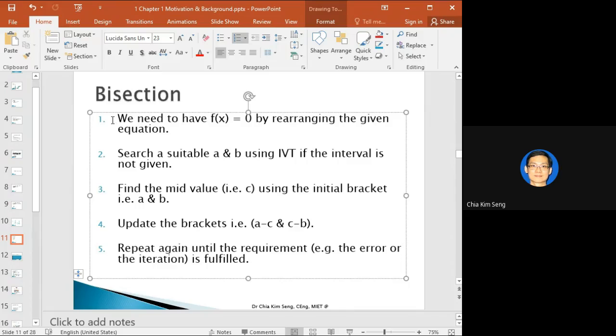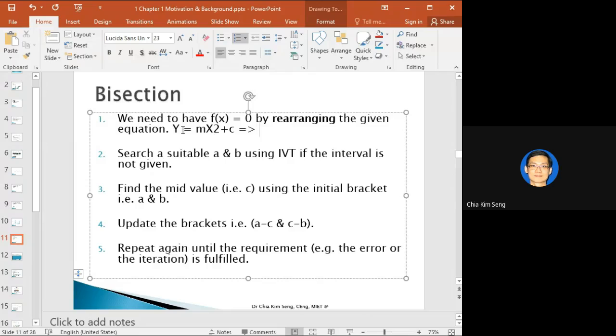Okay, step 1 is rearrange, if you don't have f(x) equal to 0. For example, you have y equal to mx plus mx squared, because we want non-linear, plus c. This one is also non-linear. So we rearrange it. We want f(x) equal to 0, am I correct? So what are we going to have?